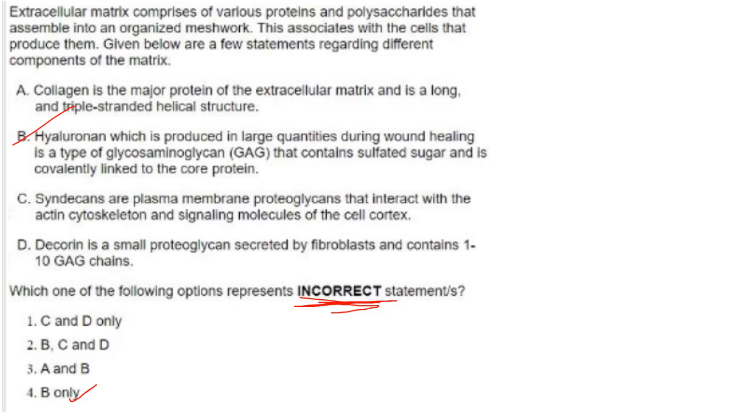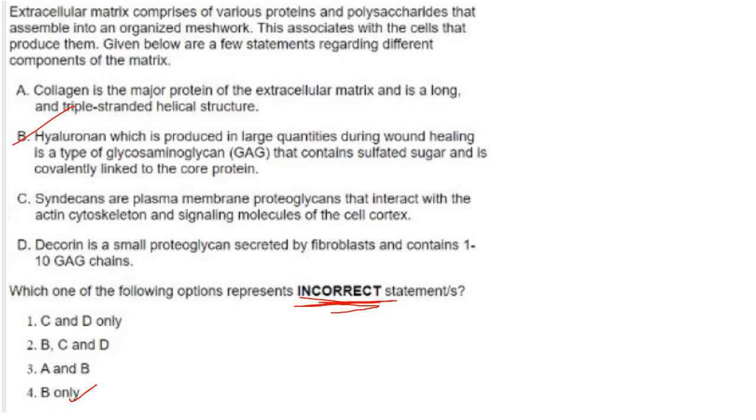Collagen is the major protein of the extracellular matrix and is a long, triple-stranded helical structure. That is correct. Hyaluronan, which is produced in large quantities during wound healing, is a type of glycosaminoglycan. That is correct. That contains sulfated sugar, not non-sulfated sugar. It should be non-sulfated sugar and is covalently linked to the core protein. So B is the incorrect statement.